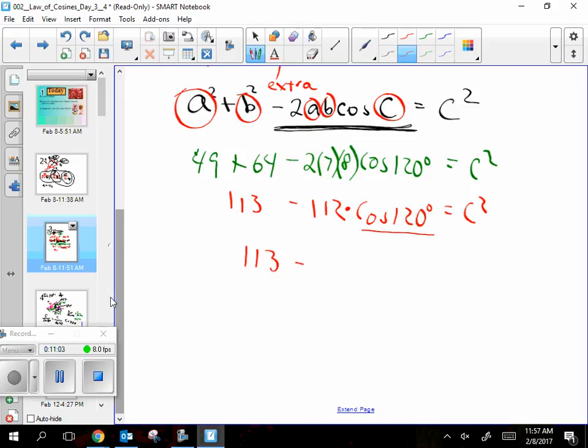I'm going to pause for a second while I find that number. Okay, and that one comes out to negative 56. 113 minus negative 56 equals c squared. And now I actually put it all together. What does this come out to?